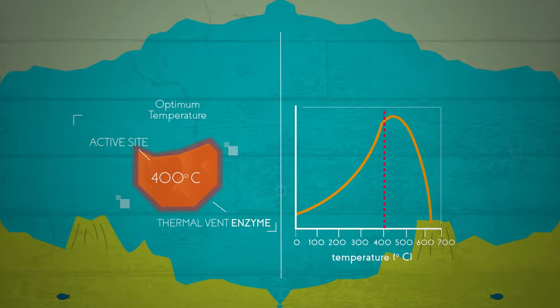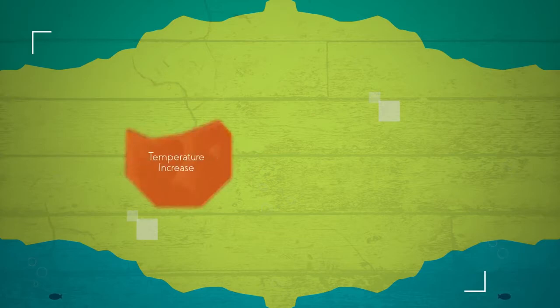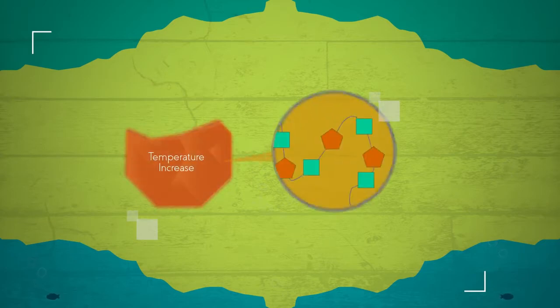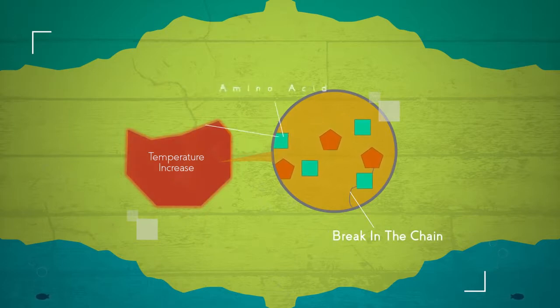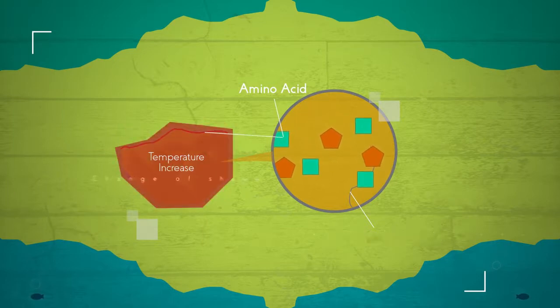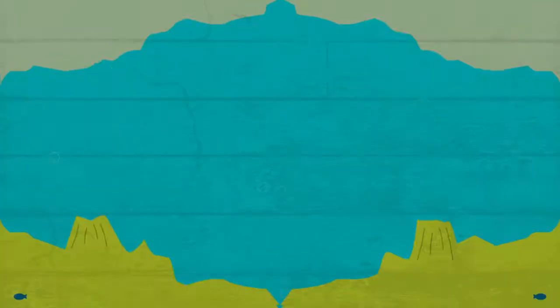Now here comes the chemistry behind this. When temperature increases, the individual amino acids that make up the enzyme vibrate at a higher frequency. This results in breaking of hydrogen bonds between amino acids and different parts of the protein chain, leading to a change of shape. At even higher temperatures, bonds between individual amino acids, called peptide bonds, can break, leading the protein to fragment. Another important variable is pH.